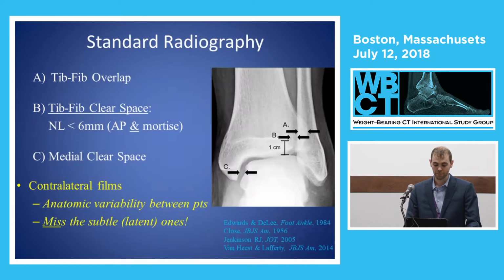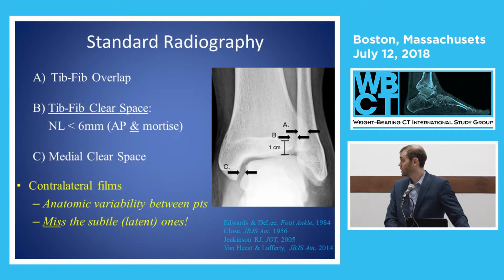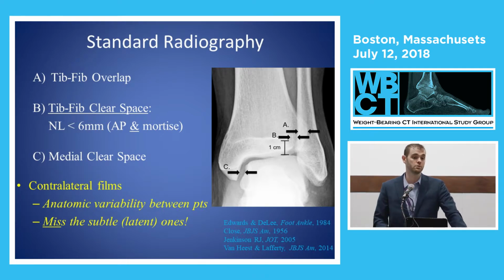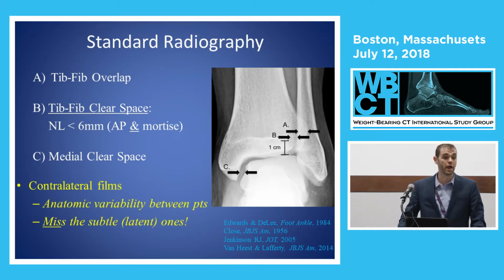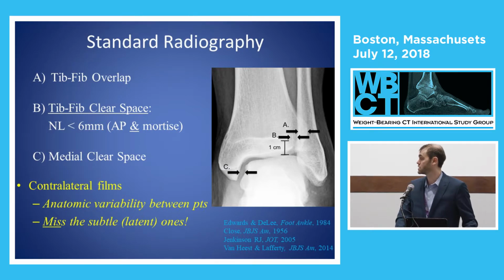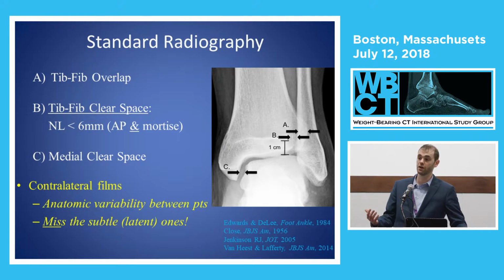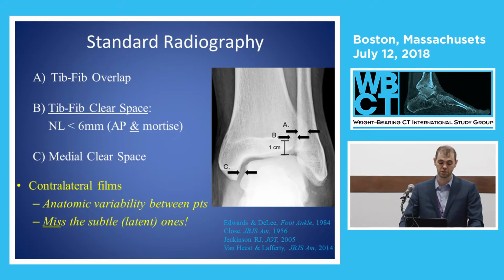And so standard radiography, we've talked about a lot of measurements, and what's most commonly used is not the tib-fib overlap, right? Because I just showed you that the incisura can be shallow, and so you can get fooled by an overlap. And so that's why we often rely on tib-fib clear space, and the number 6 millimeters is often thrown in there. The medial clear space is often thrown in, and sometimes we get contralateral films, right? We look at the other uninjured side. But because of the anatomic variability, we may miss subtle injuries.